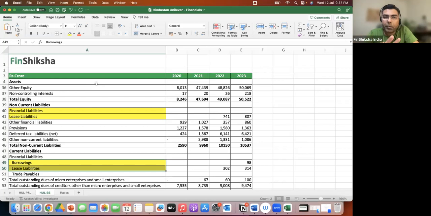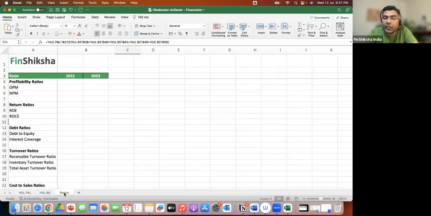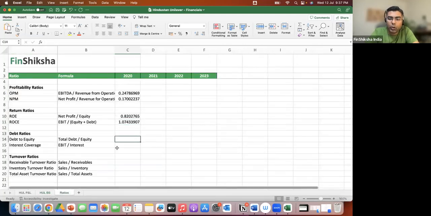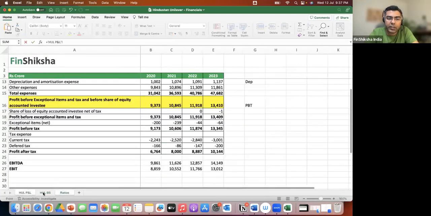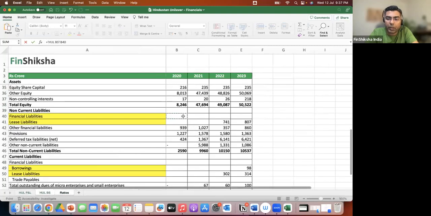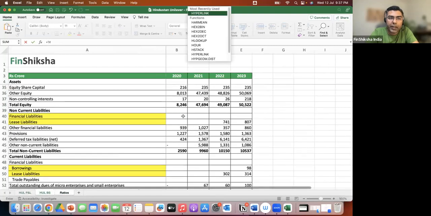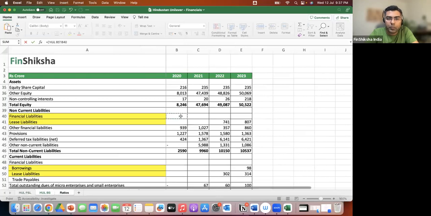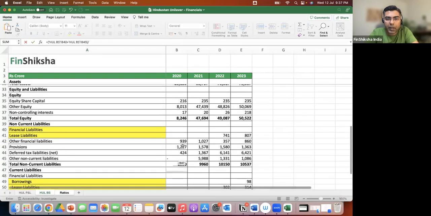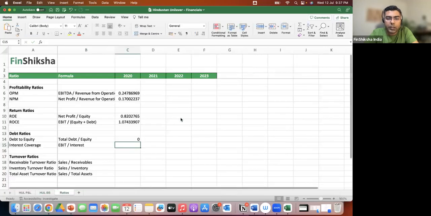There's a separate concept around it. We won't get into the details of that here, but just assume that these are 4. If you want to remove lease liabilities, you can remove and choose only the 2 borrowing numbers, which is financial liabilities and borrowings. In this case, there's nothing, so really nothing to worry about. Total debt upon equity is essentially going to be only the borrowing number. So let's put a bracket. It's going to be close to 0. This plus short-term borrowing divided by my equity number, which is here, right? EBIT upon interest. EBIT is here.